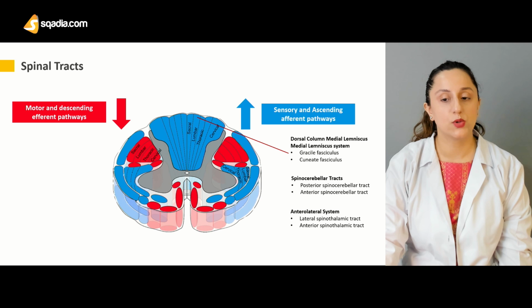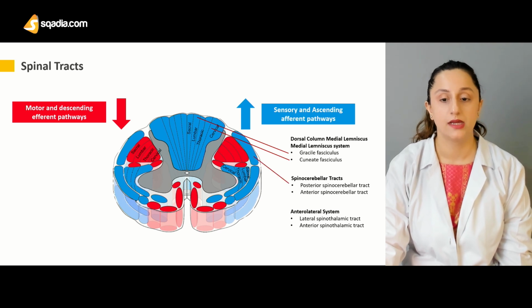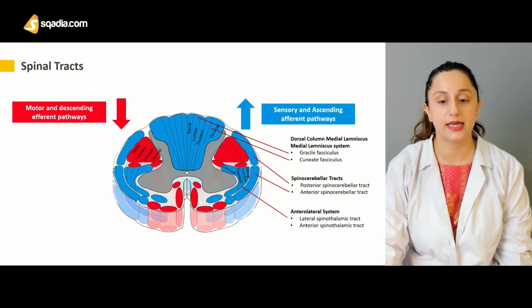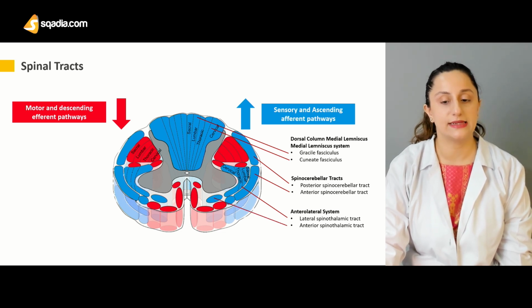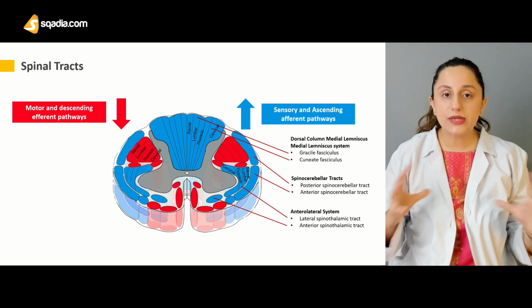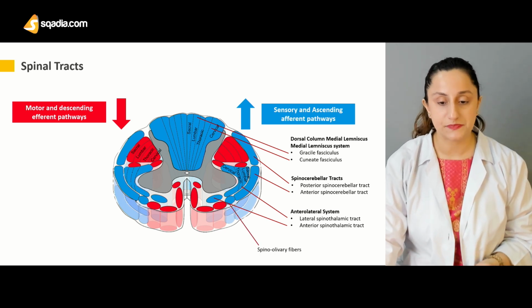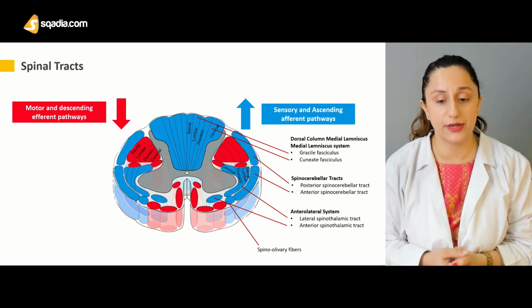So this is the exact localization of the gracile fasciculus and the cuneate fasciculus, which is lying a bit laterally to the gracile one. Then we have the spinocerebellar tracts. One is posteriorly located and the other one is anteriorly located. And then we have the laterally located spinothalamic tract, and finally the anteriorly located spinothalamic tract. We have to keep in mind that the function that these tracts are performing is carrying the sensation towards the higher centers of the brain.